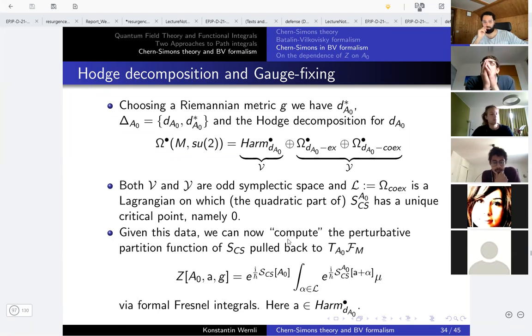And so now I can compute, again in quotes, this perturbative partition function in the following way. It now depends on the reference connection, on a field in, so on an element of V, and on the Riemannian metric. And this integral that's written here, I can evaluate using Feynman graphs because it has non-degenerate critical points on this Lagrangian.